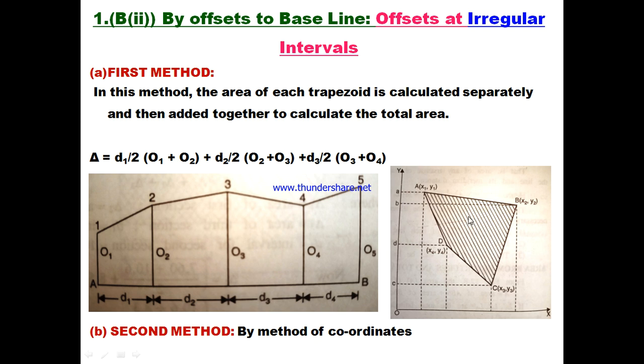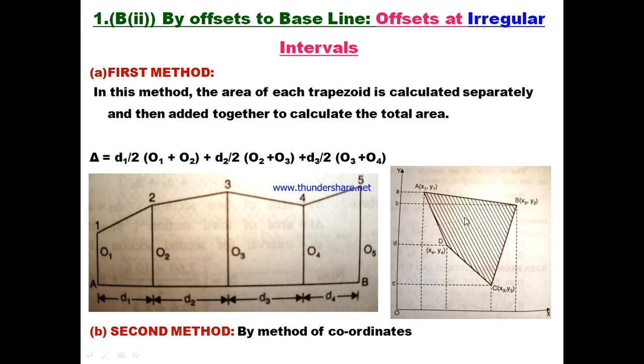So the area of this particular figure can be determined as the summation of the area of AABB plus the area of BBCC minus the area of AADD minus the area of DDCC. In this manner, after calculating the total area, we deduct this part and we get the area of the required zone. This method is known as the coordinate method.